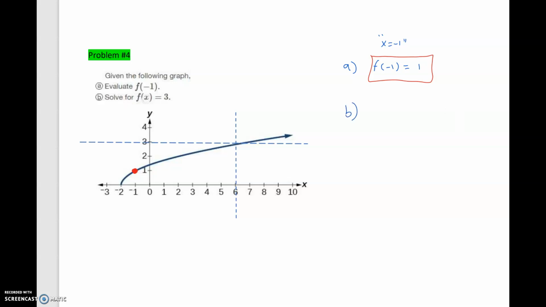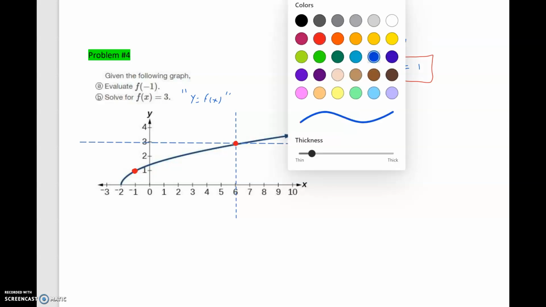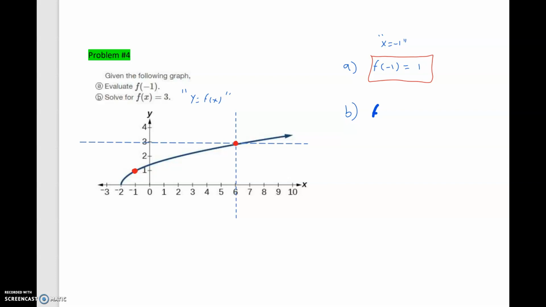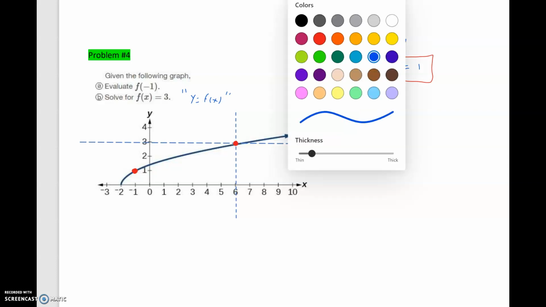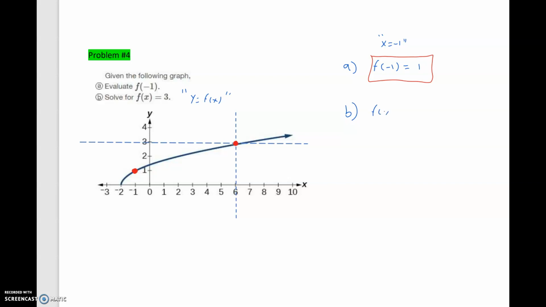B, on B, we're asking where is your function 3 for the y values. Remember that y is equal to f of x. And in this case, we're going to be looking at 3. 3, it's here, and it's going to be this point here. So technically 6. So let me write it as f of x is equal to 3 when x is equal to 6. At x is equal to 6, your function is at 3.